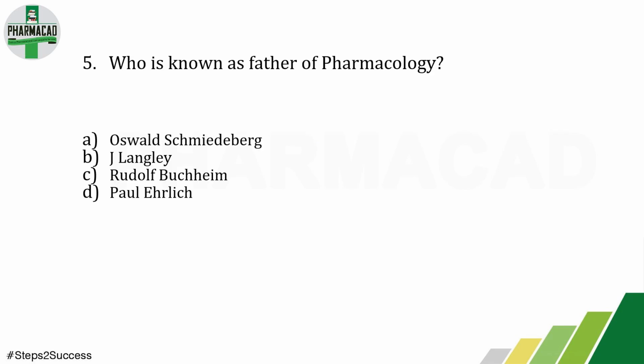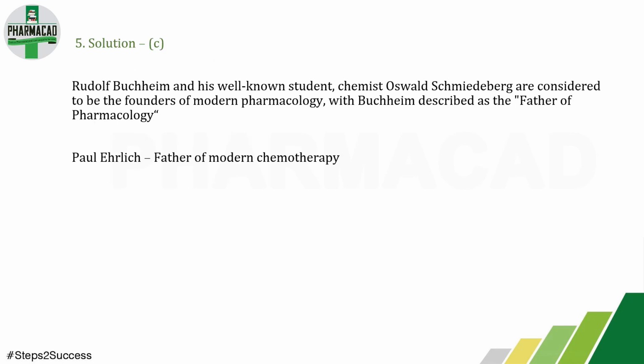Next question, who is known as the father of pharmacology? The options include Oswald, Langley, Rudolph, or Paul Ehrlich. So the solution is option C, that is Rudolph Buchheim. Rudolph Buchheim and his well-known student and chemist, Oswald, are considered to be the founders of modern pharmacology, but only Buchheim is described as the father of pharmacology. And for option D, Paul Ehrlich, you should know that he is recognized as the father of modern chemotherapy.